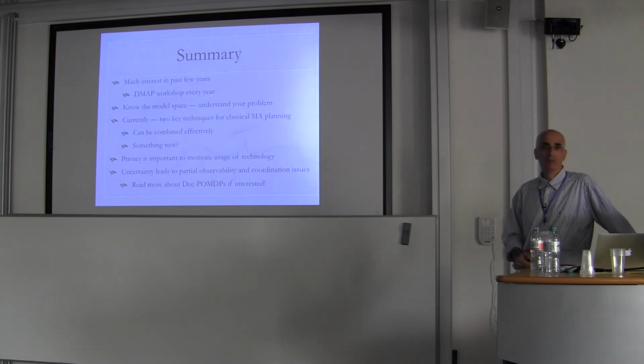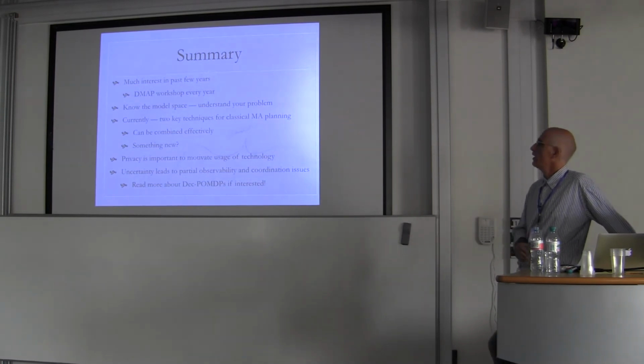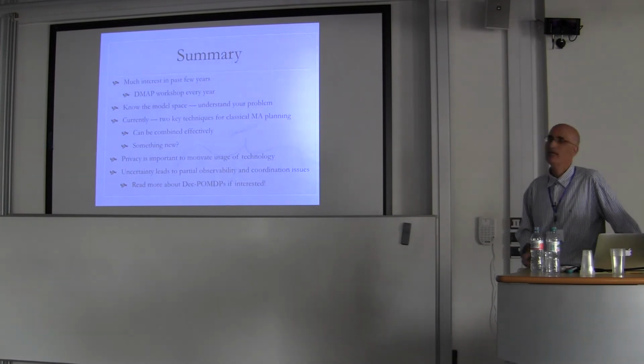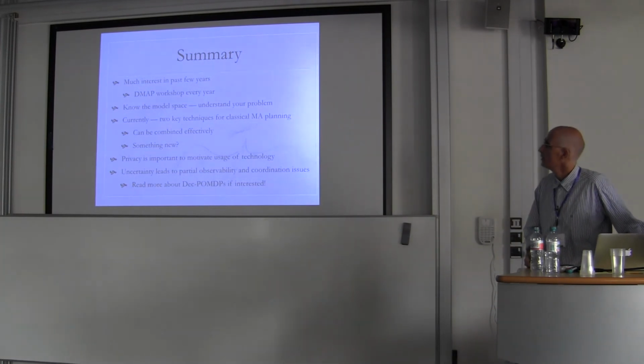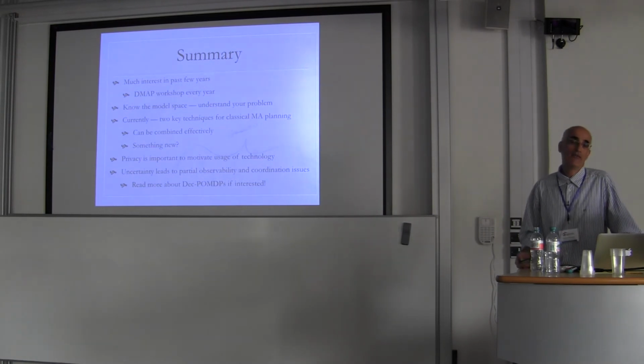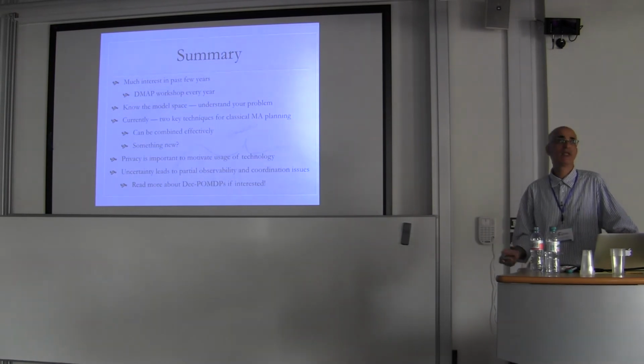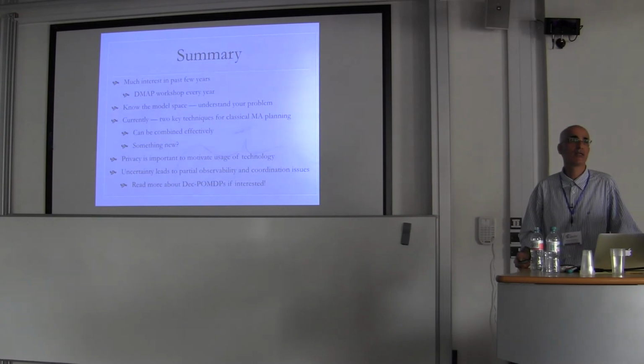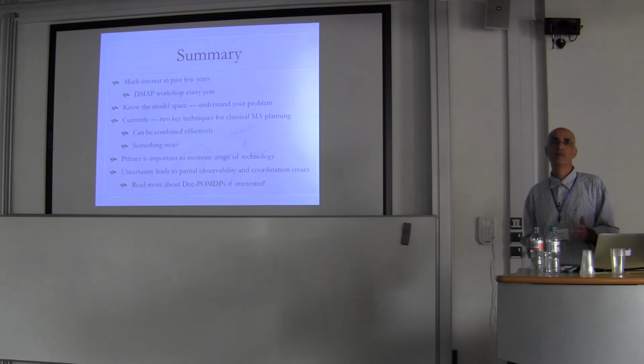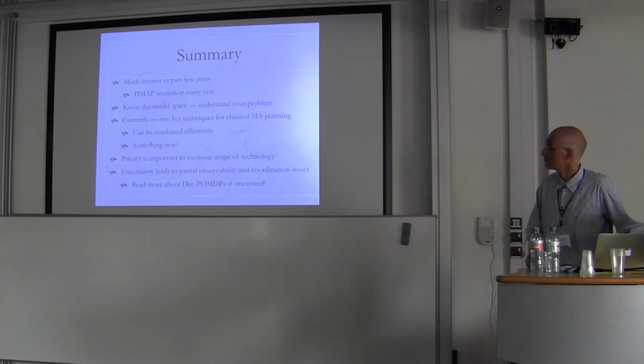And if you look at problems in this area, know the model you're looking at, understand your assumptions. In the classical arena, there are two basic algorithms. There are also a number of other variants, but these are the two best performing algorithms as far as I can tell, and they can be combined effectively. And of course, maybe something new, or maybe one of the other methods can be made to work. We've seen this happening in planning all the time. A method seems to be the best, and then someone comes up with something else.